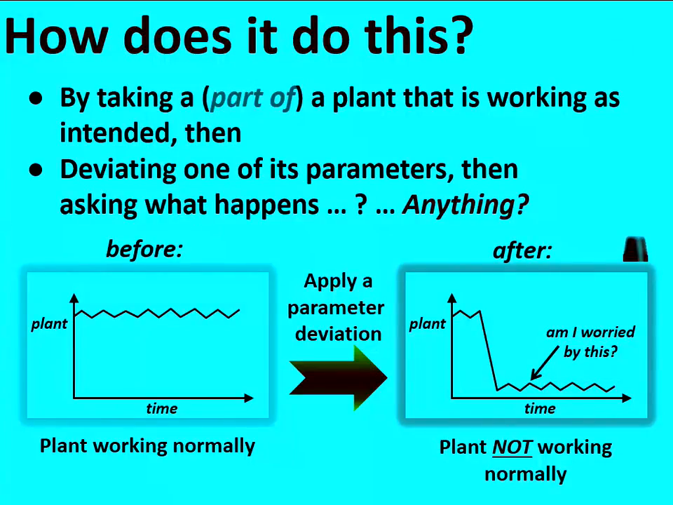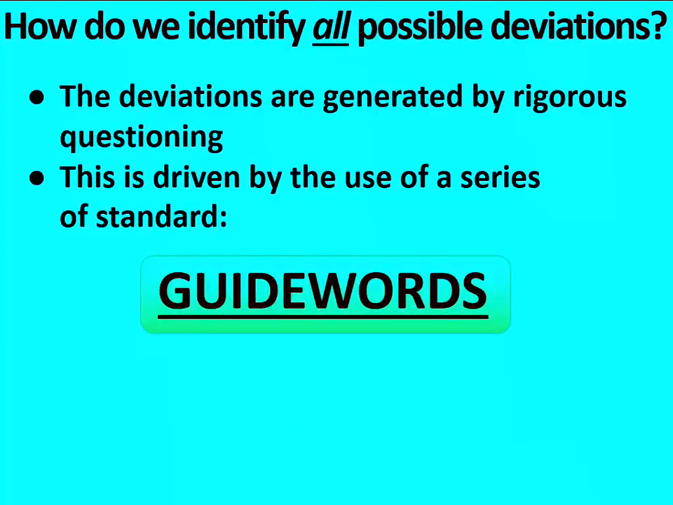So the deviations are generated by very rigorous questioning. That's the strength of HAZOP. It forces you to go through all possible deviations, if you like. And to do this, you use guide words. Some examples of guide words: no or none, more of, less of, part of, as well as. And there's a whole series of these.